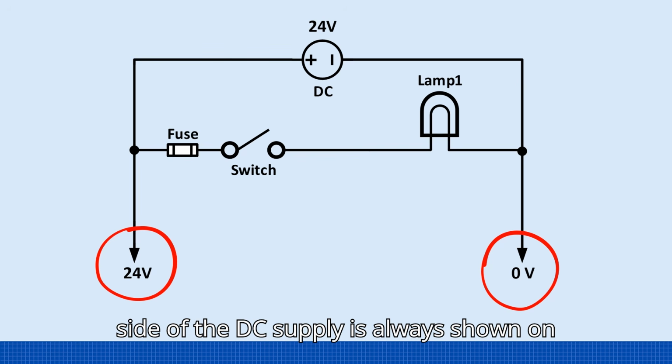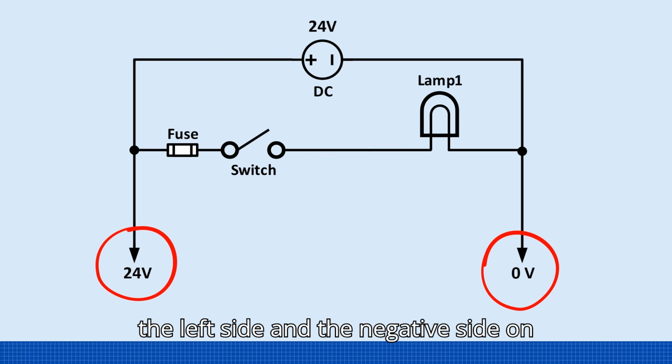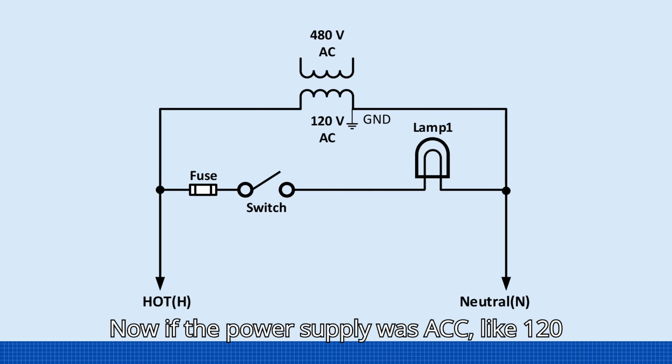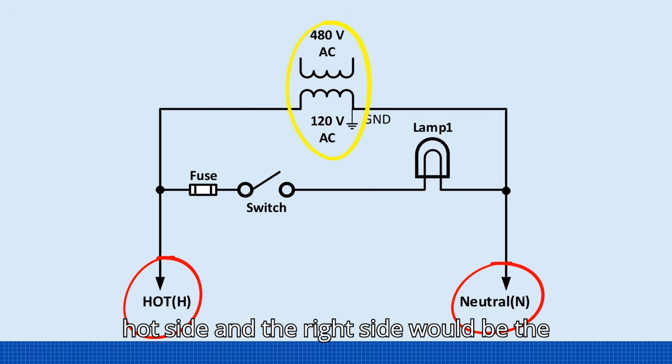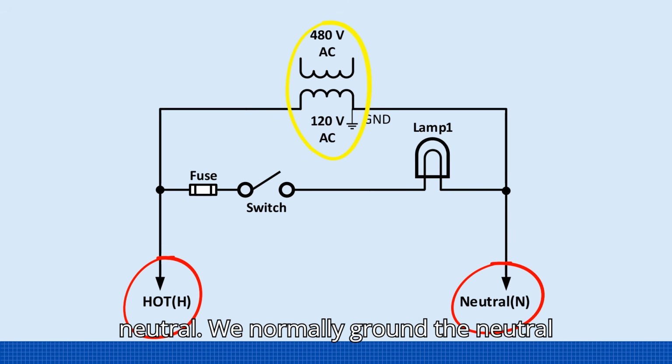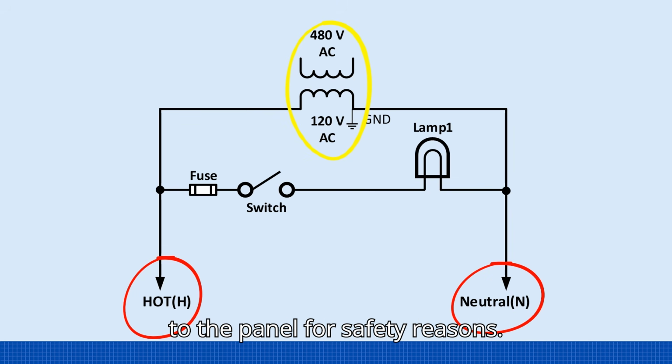The positive side of the DC supply is always shown on the left side and the negative side on the right side. Now, if the power supply was AC, like 120 volts AC, then the left side would be the hot side, and the right side would be the neutral. We normally ground the neutral to the panel for safety reasons.